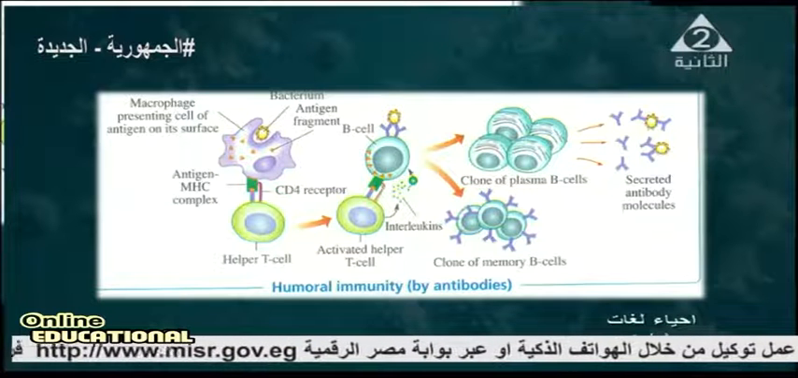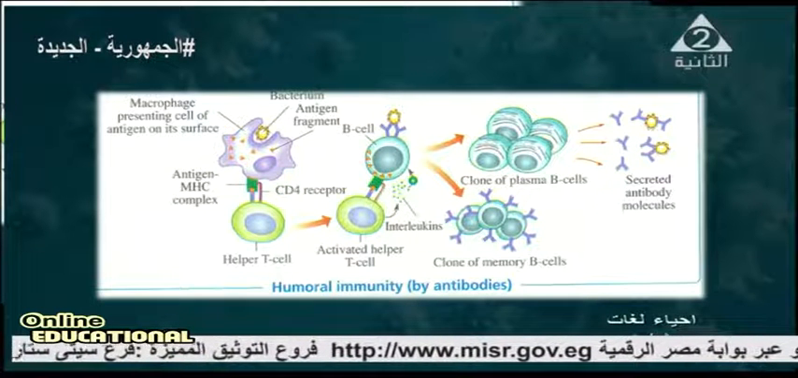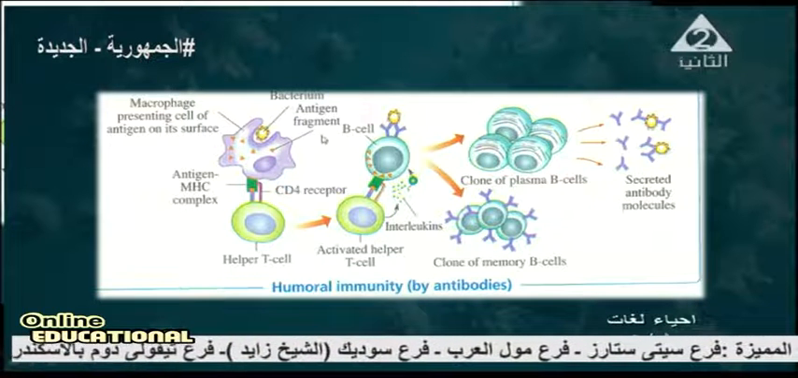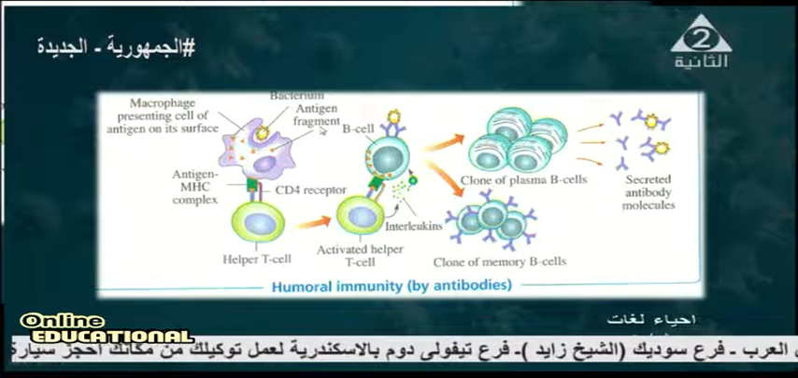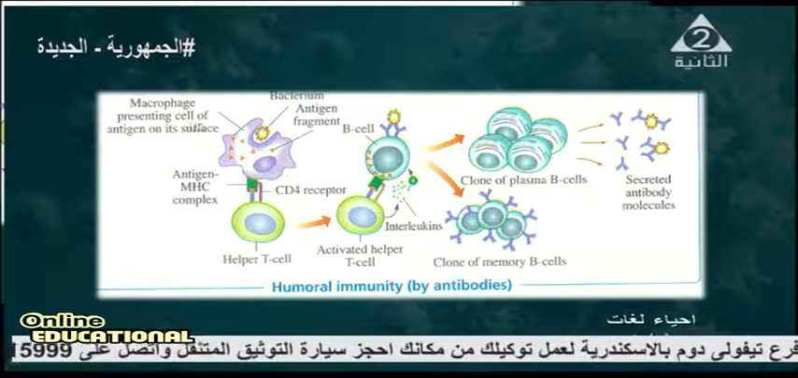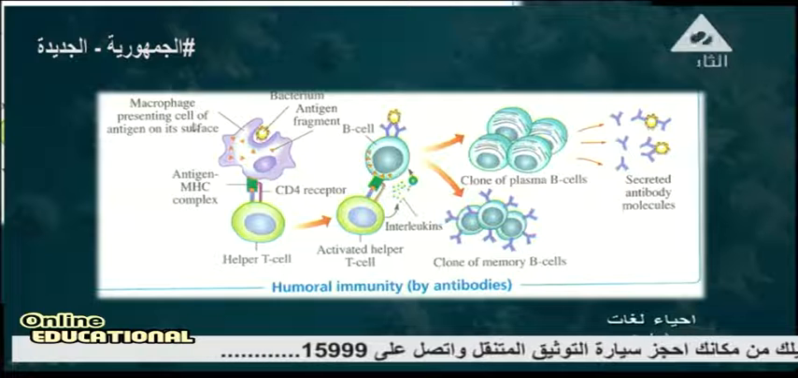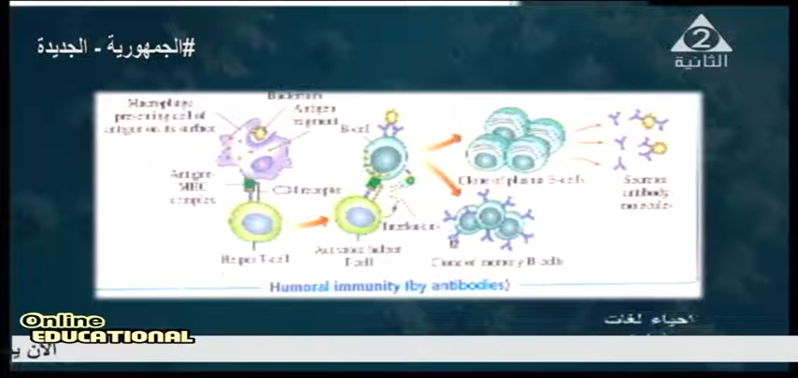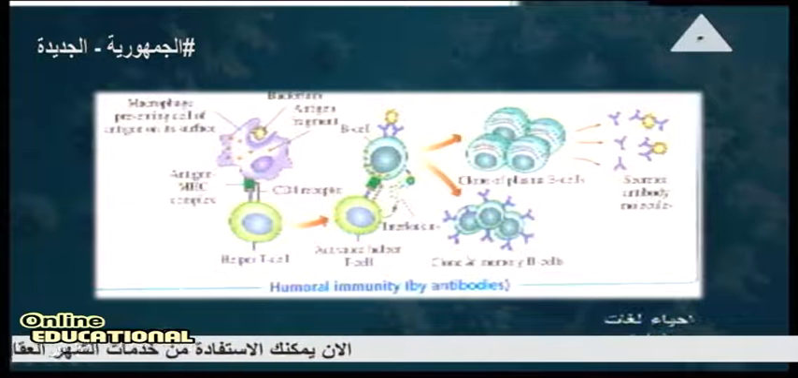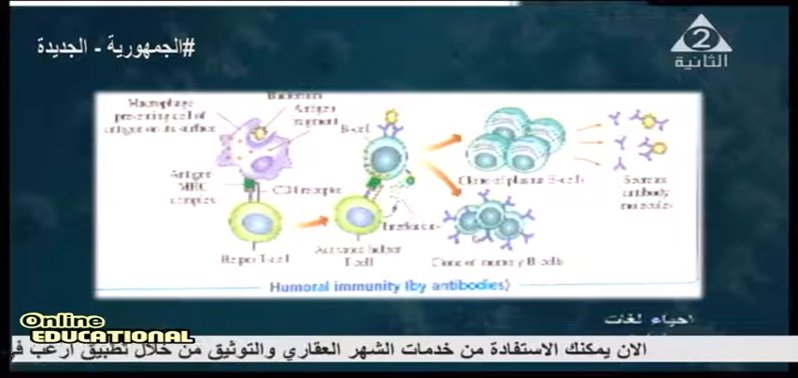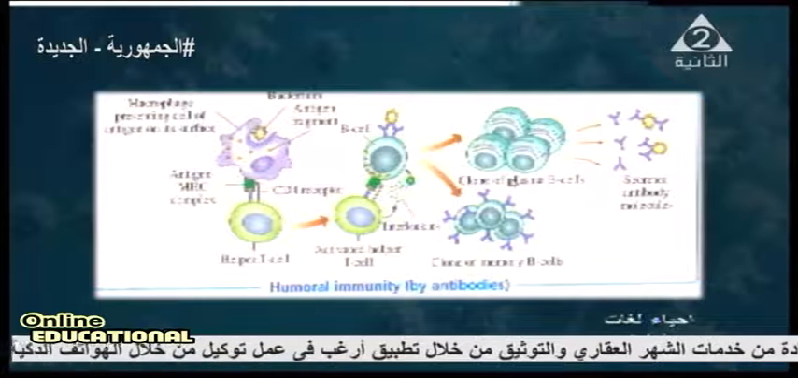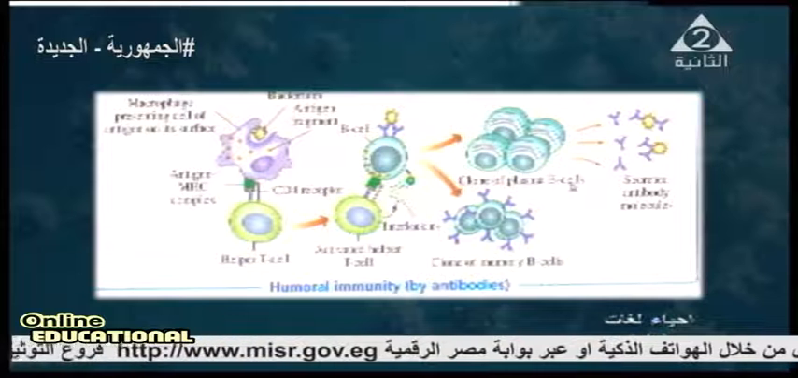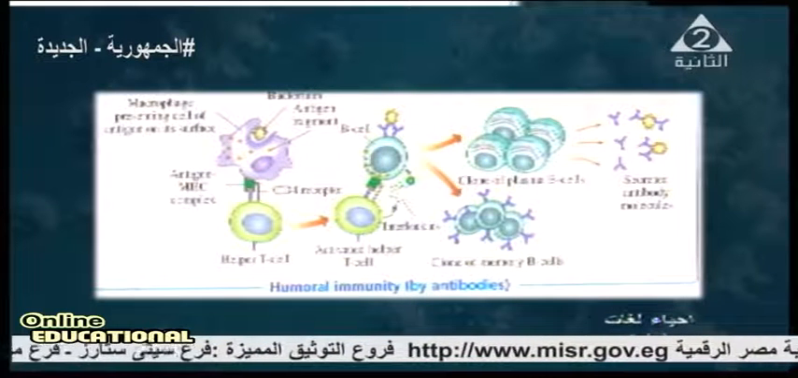This is what happens. You can see this is the bacteria, the antigen fragment. The macrophage presents the antigen on its surface. After that, what happens? A clone of a large number of memory B cells, and a clone of plasma cells which secrete antibody molecules to overcome the infection by this disease.